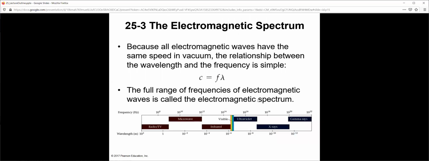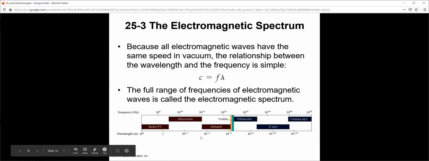Since we talk about the EM spectrum as waves of energy, the Doppler effect works. Because all electromagnetic waves have the same speed in a vacuum, the relation between the wavelength and the frequency is shown here. The speed is equal to the frequency times lambda, which is the wavelength. And we finally jumped into it. Down here, this bar shows you the known EM spectrum.